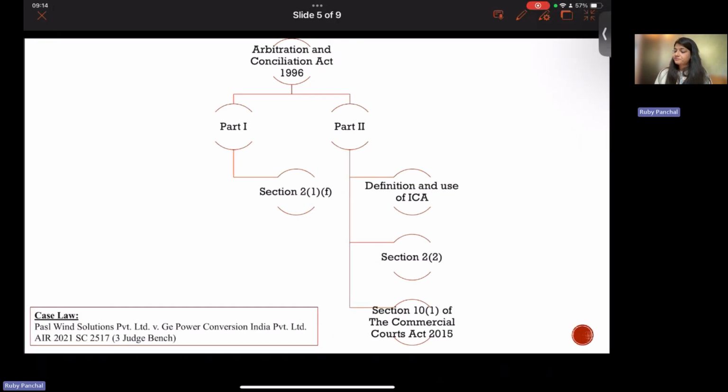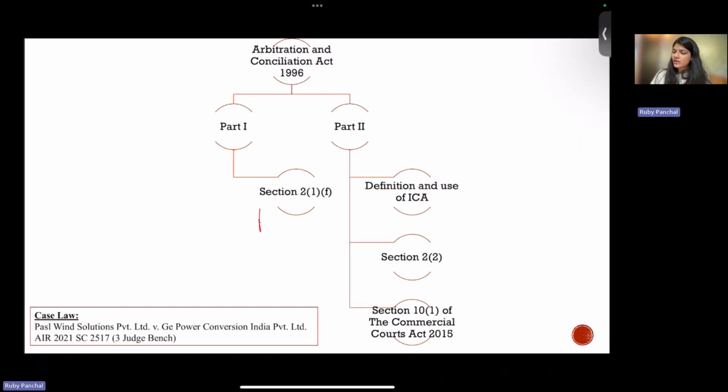All right. So 2(1)(f) is party-centric, wherein Part 2 provisions of NYC, which is in Chapter 1, is essentially place-centric.